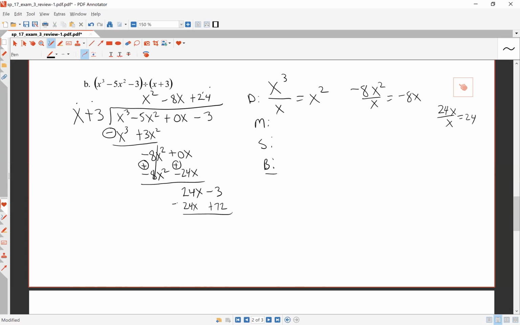Now we subtract, change the signs, 24x minus 24x. And negative 3 minus 72 is negative 75. So we write the answer as quotient, x squared minus 8x plus 24, plus the remainder over the divisor.